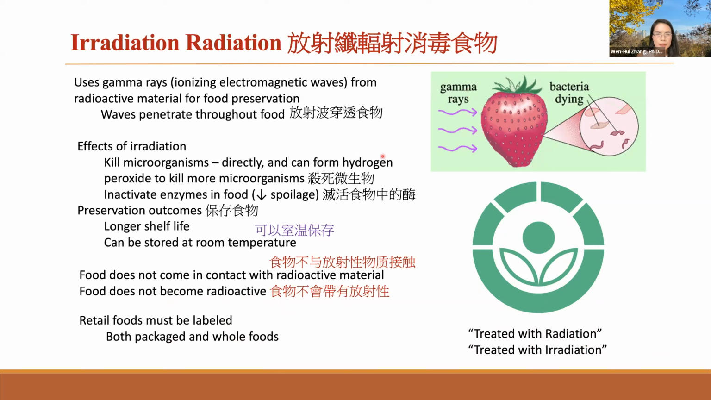Usually it's used to preserve fresh foods, like this strawberry, by killing microorganisms on it. It helps preserve food with a longer shelf life, and foods that are irradiation treated can be stored at room temperature. Sometimes you see some liquid foods actually stored at room temperature. It's because they have been treated with irradiation.